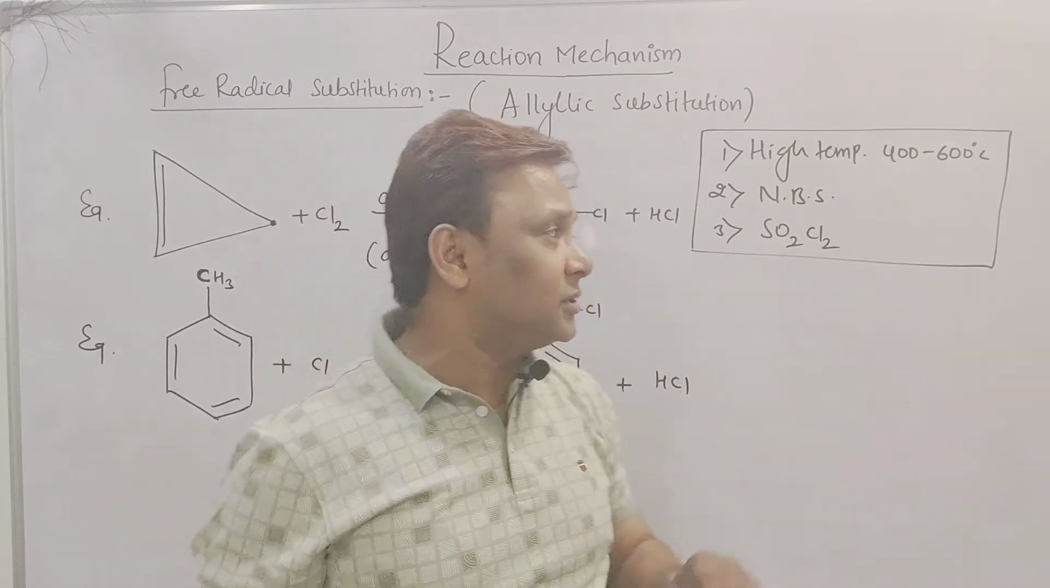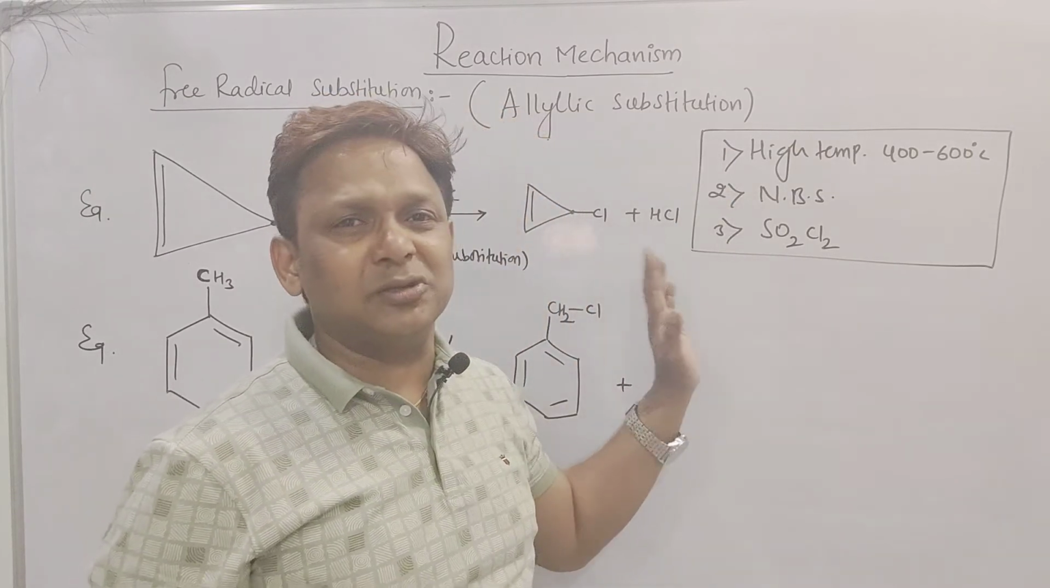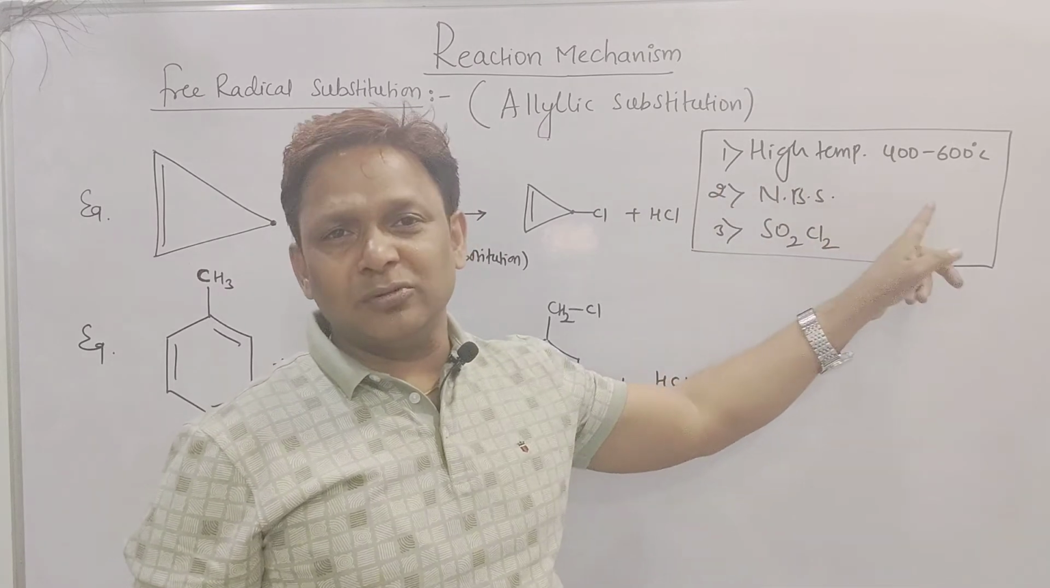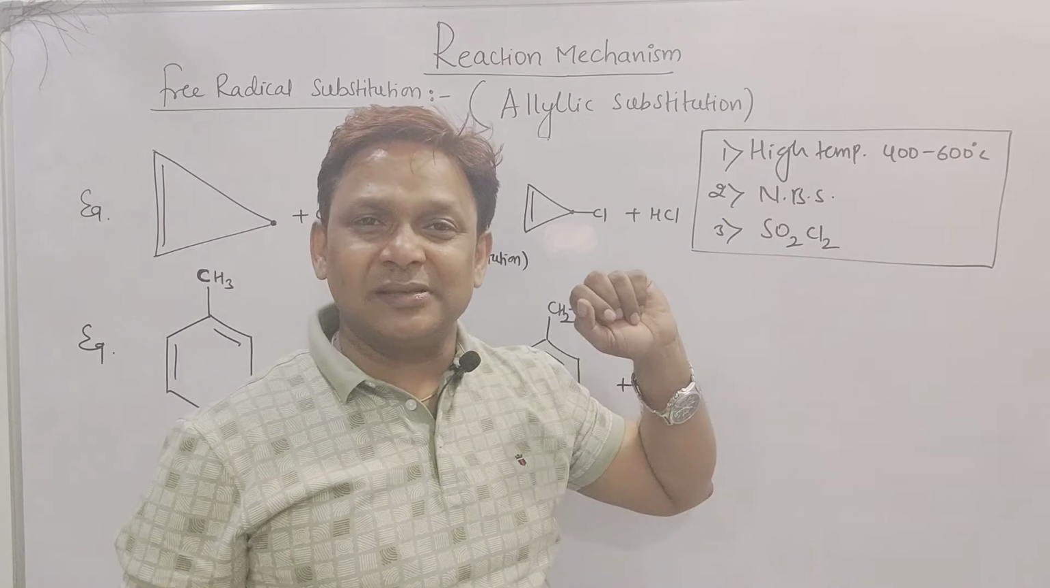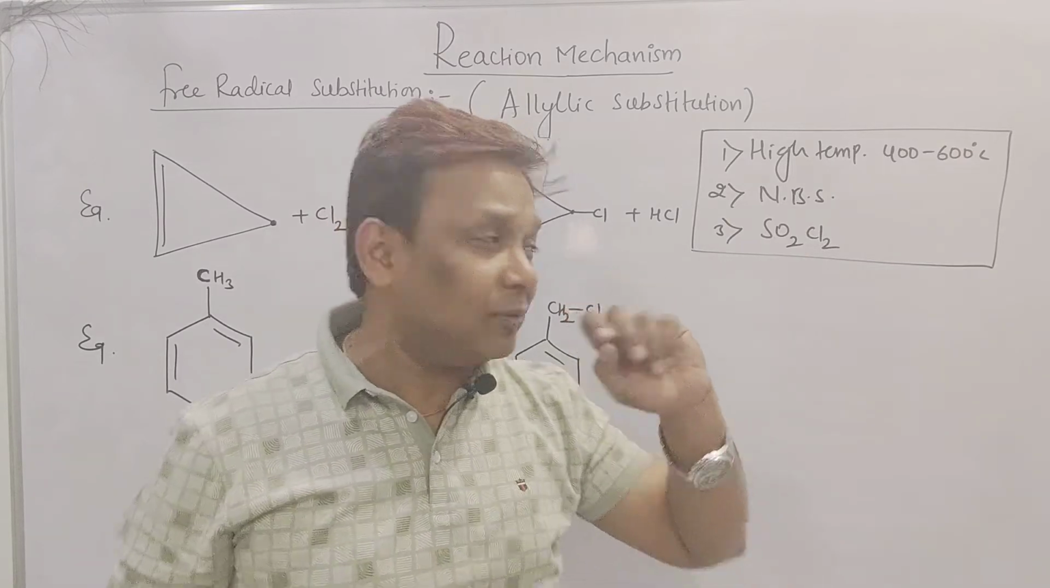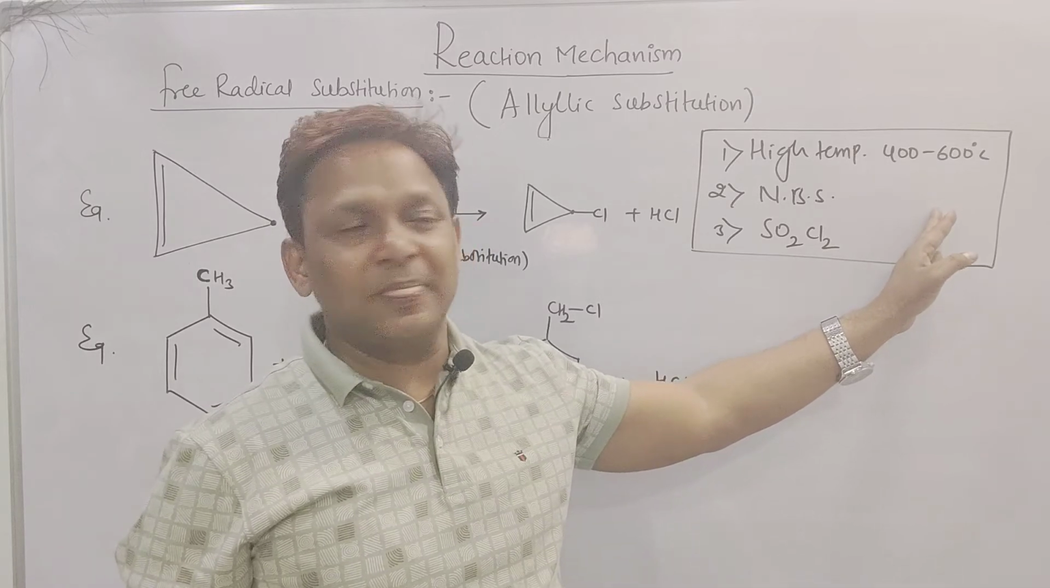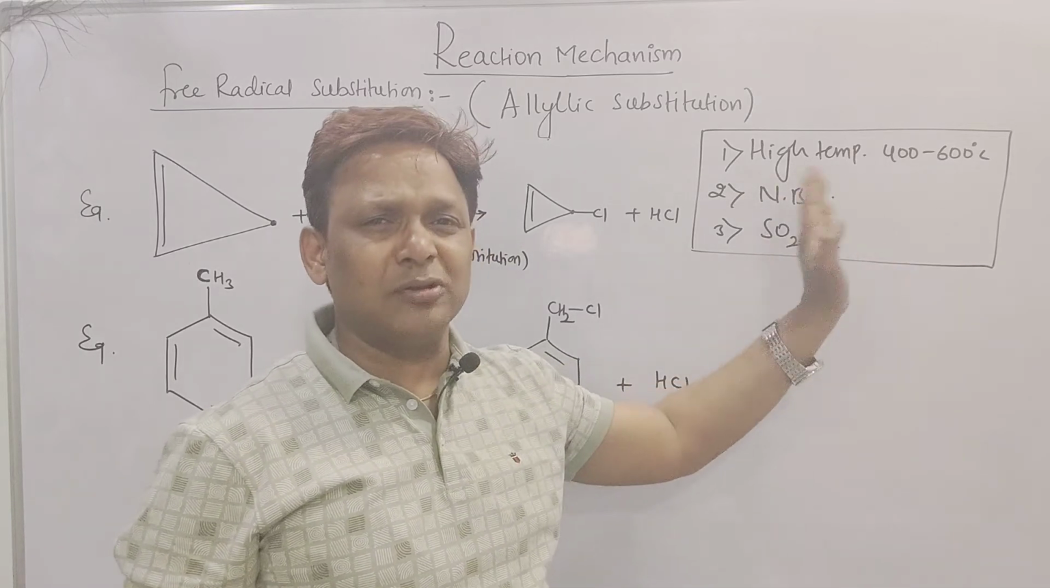So what is an allylic substitution, beta? For allylic substitution, among these three, any one reagent should be there. Temperature should be very high, between 400 to 600. Beta, if somebody says, sir, in my book it is written as 650, okay, it doesn't matter. But it should not go to 900 to 1000. It should be between 400 to 600 or 700.